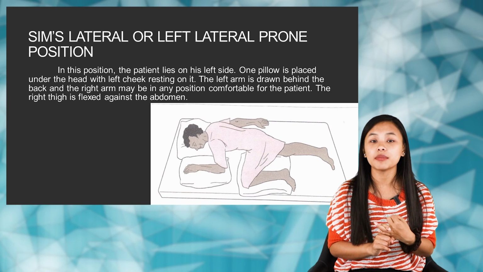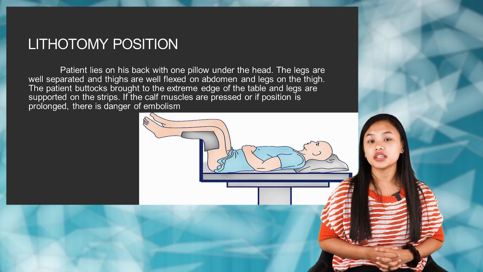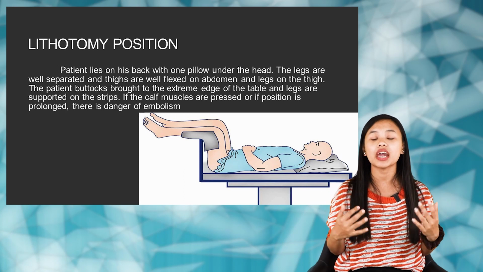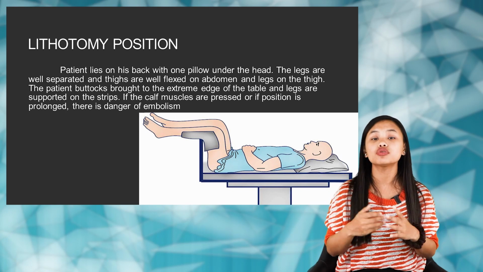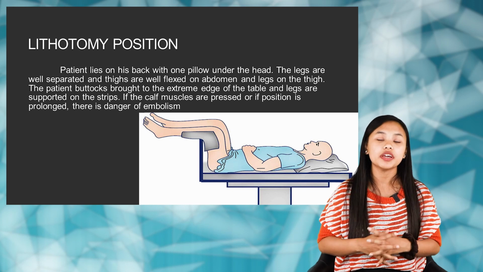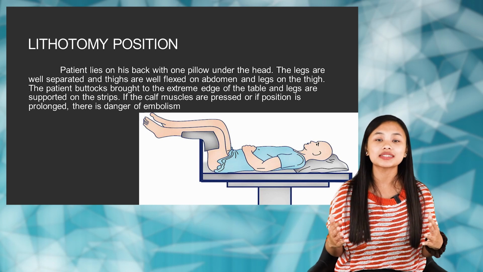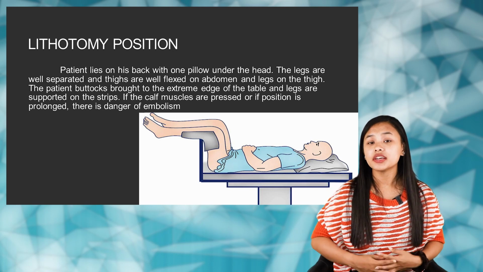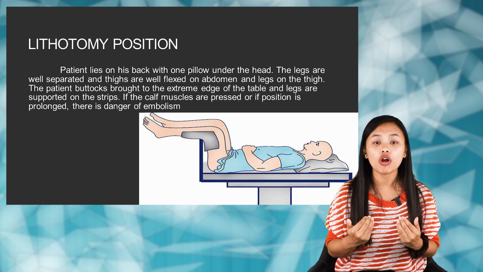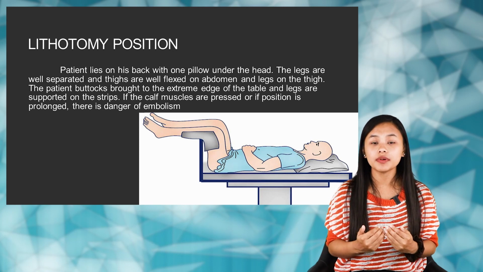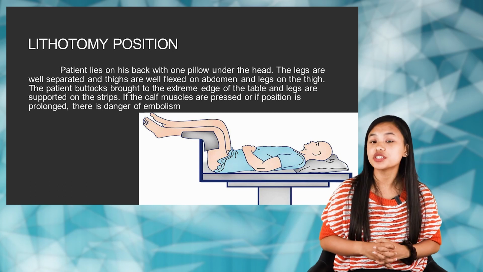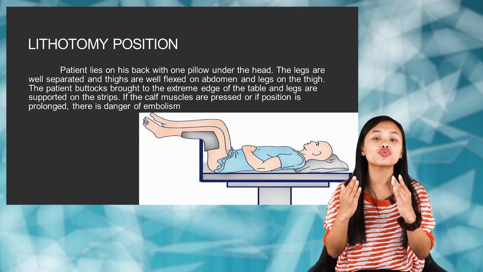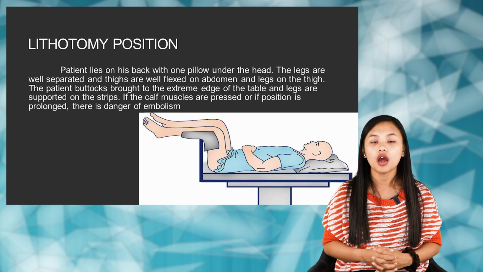The next one is the lithotomy position, where we will be telling the client to lie on their back and we will be providing a pillow to support their head. We will be advising them to separate their legs and to flex their thighs on the abdomen, and here the patient's buttocks will be brought to the extreme edge of the table and the legs of the client will be supported on the stirrups. So as you can see here in the picture, this is what lithotomy position is.